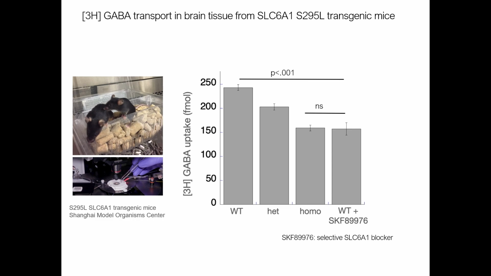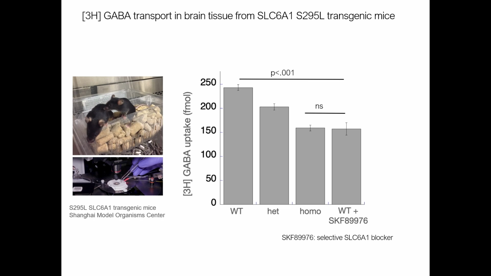This is a slide that I've shown in the past, but it's worth looking at to bring everyone up to speed on what we're really looking at in terms of a pathological mechanism in SLC6A1 mutations. We've been studying a loss of function mutation in SLC6A1, in this case S295L. This is a complete loss of function mutation. And of course, in patients, because it's a de novo mutation, it's a heterozygous loss of function.